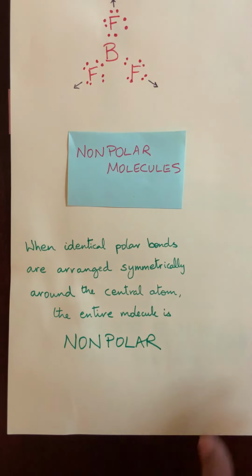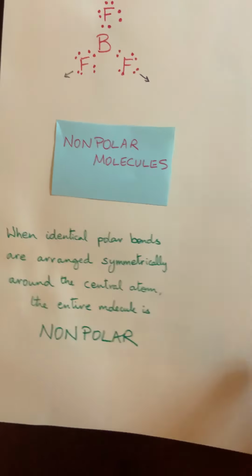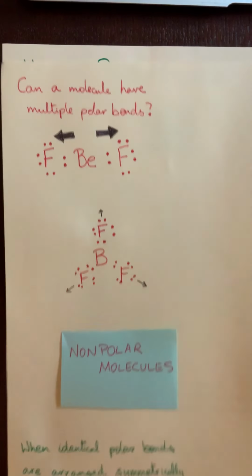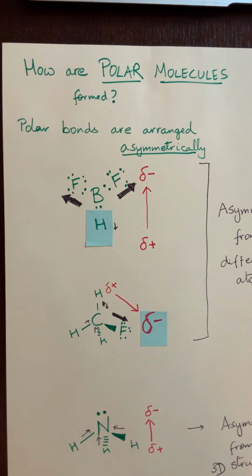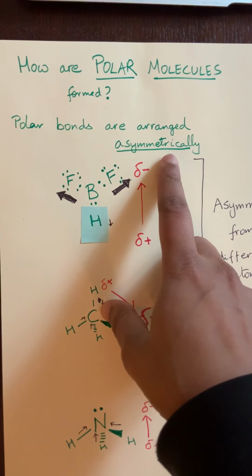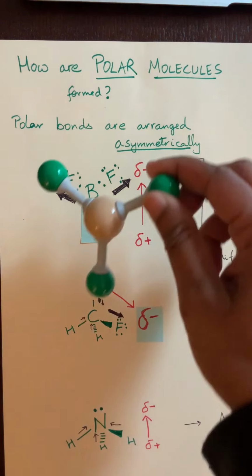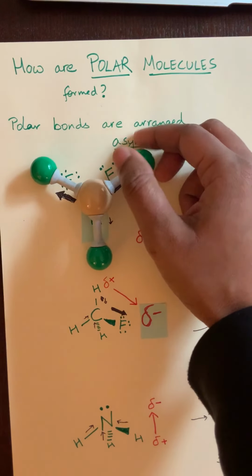Okay, so how do you create a polar molecule, and what do those look like? How do we represent those? So how are polar molecules formed? Polar bonds, when they're arranged asymmetrically, you end up getting a polar molecule. So think back to this, BF3.